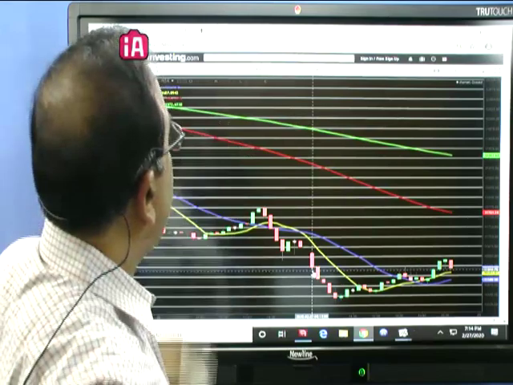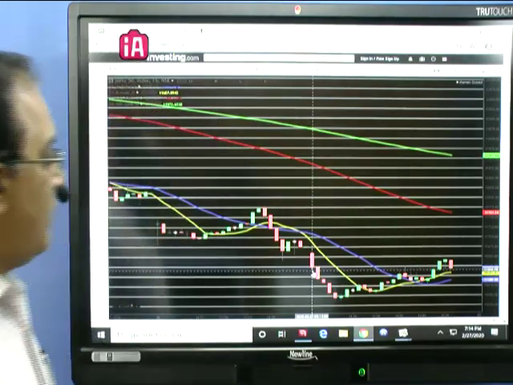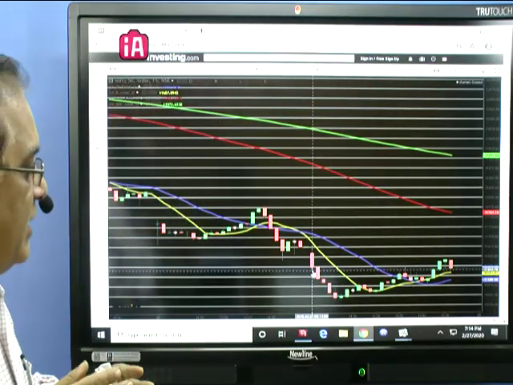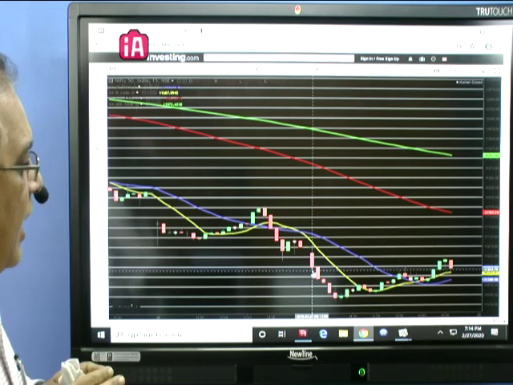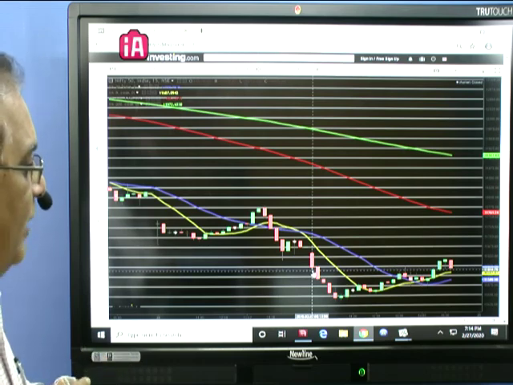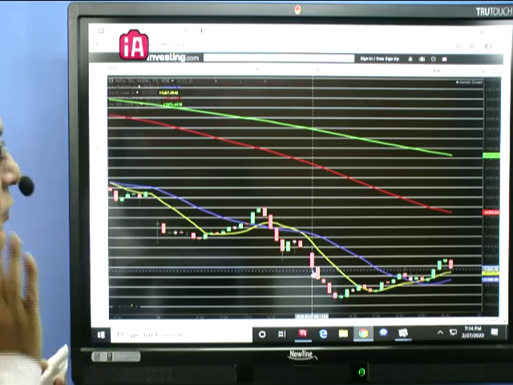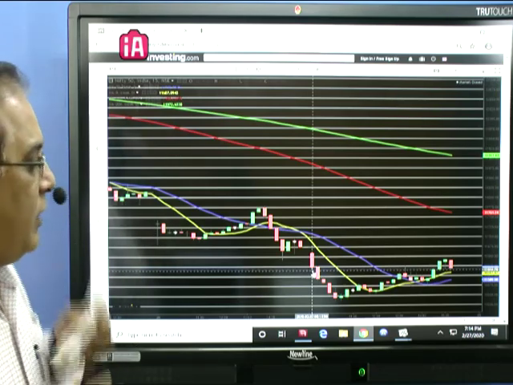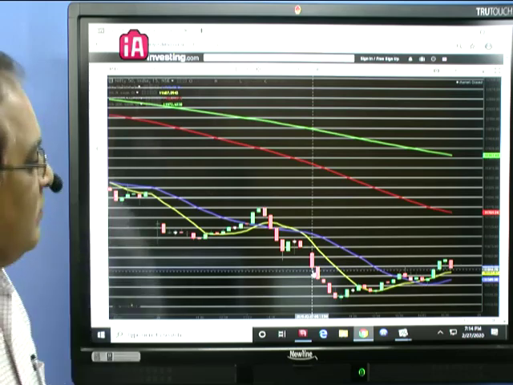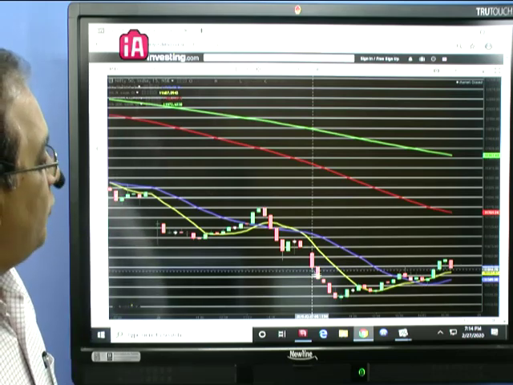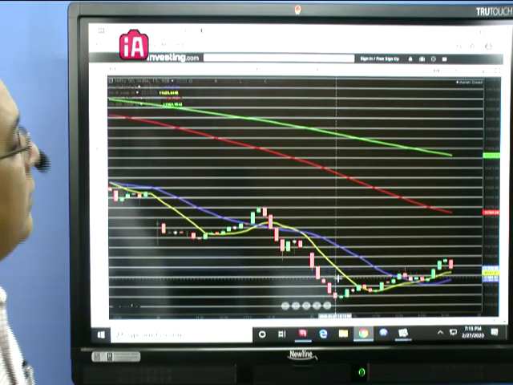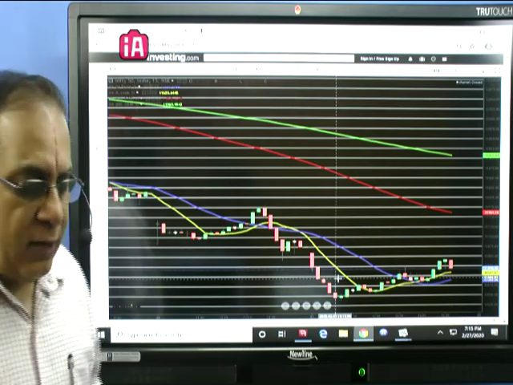So 11,612 is the low in the first 15 minutes today. That's the pattern we have identified. Open is equal to high and the low is 11,612. Immediately you go for a short below 11,612. Keep 11,659 as a stop loss. Then essentially the market came down and fell from 11,659 to 11,536, which is around 123 points.